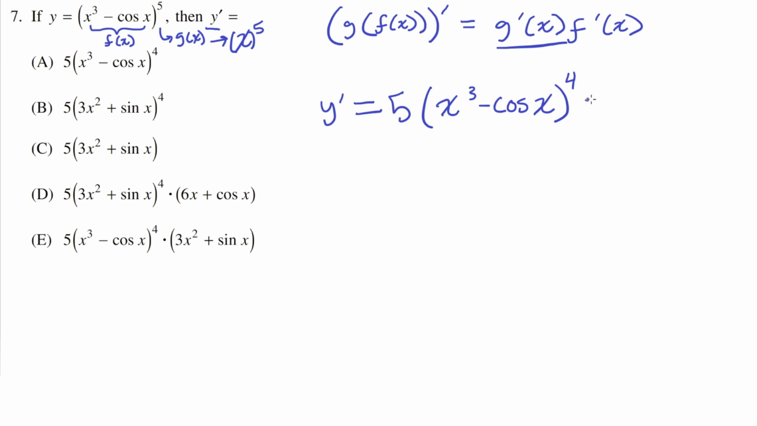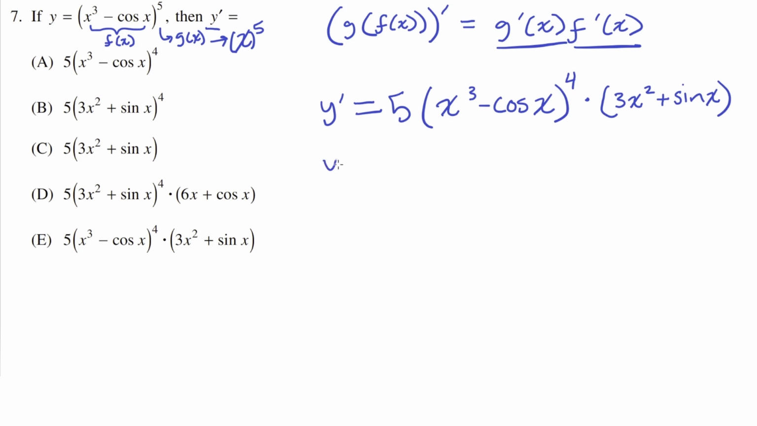But now we have to multiply by the derivative of f of x, meaning the derivative of whatever was inside that we raised to the fifth power. So to find the derivative of x cubed minus cosine x, which is this inside here, we can just use the power rule. So x cubed just becomes 3x squared, subtracting 1 from the exponent and multiplying by 3. And then the derivative of cosine x is negative sine x, so the signs will cancel out since we already had a negative. So we'll have sine x.